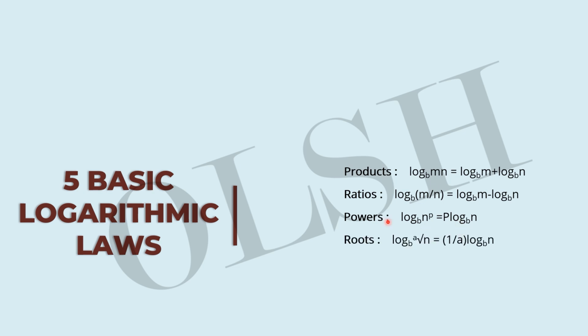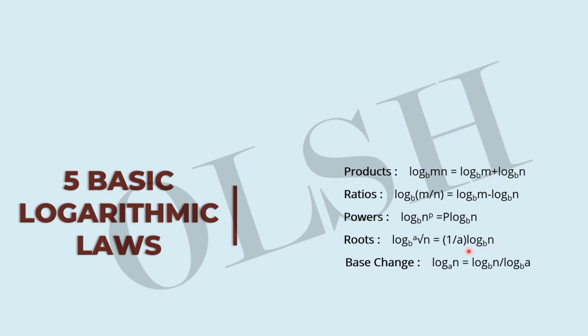Okay, so roots, the law of roots. This says if we have log the a-th root of n to base b, we can simplify that as this 1 over a, which represents the a-th root, was just moved to the front of the expression. So we have 1 over a times log n to base b.